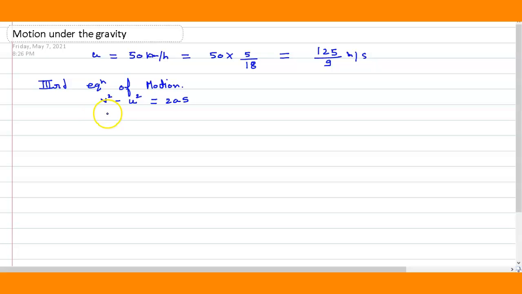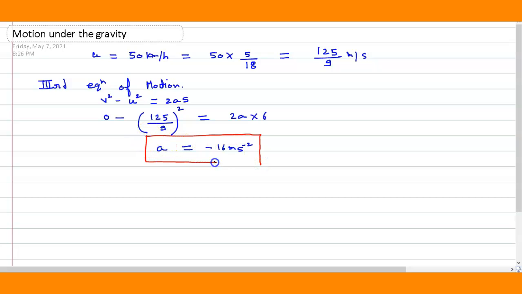Putting the values, you know that the brake is applied. It means that final velocity is 0 minus (125 upon 9) to the square, and this is equal to 2a into 6. After solving, we get a is equal to minus 16 meter per second square. This is its retardation. We calculated the retardation of the car.